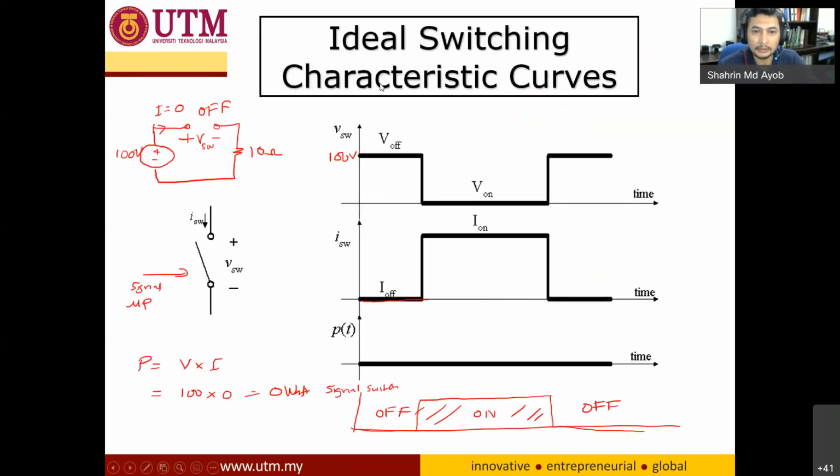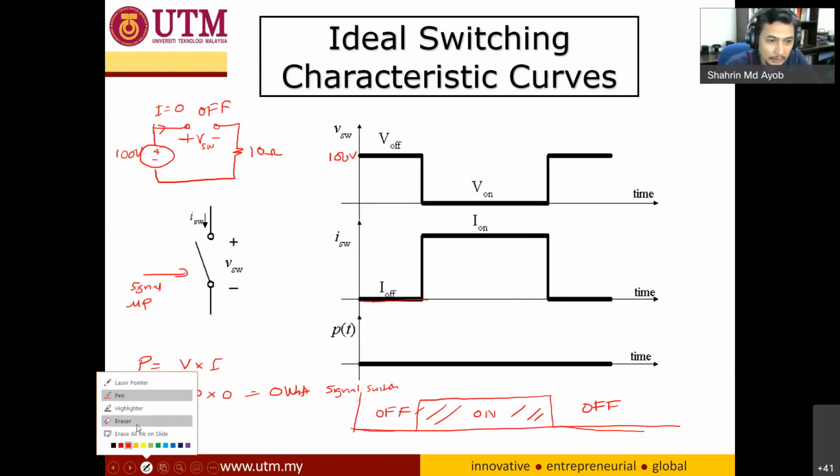Okay, and then let's look at when the switch is on, when the signal from the microprocessor gives an order for the switch to turn on. So when the switch is on, what happened to the circuit?